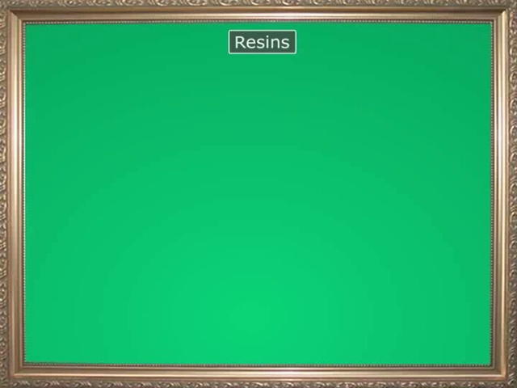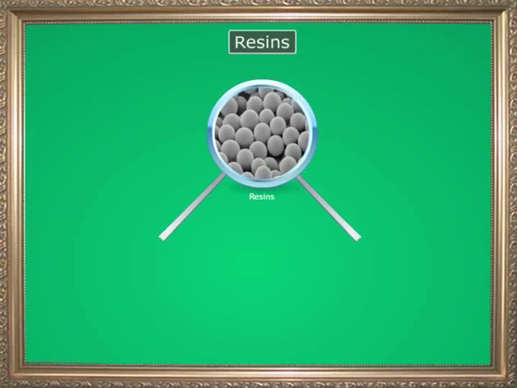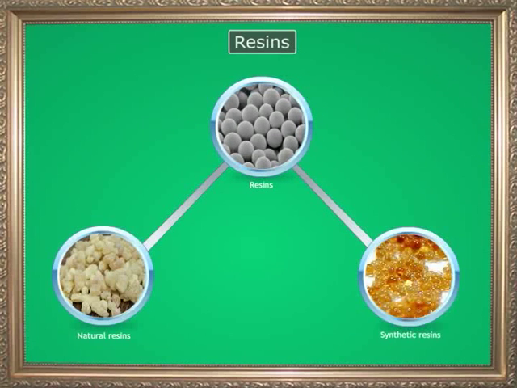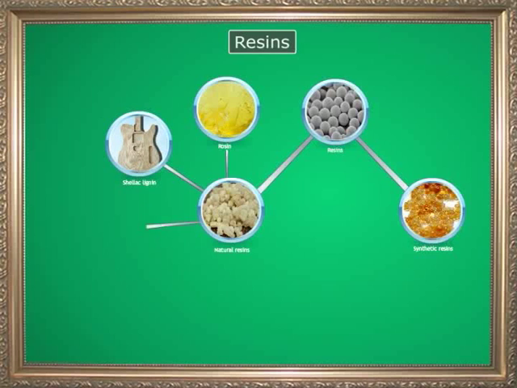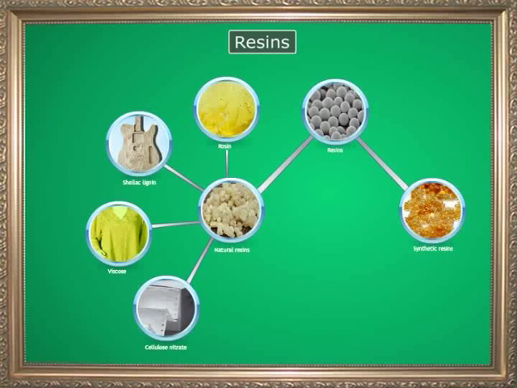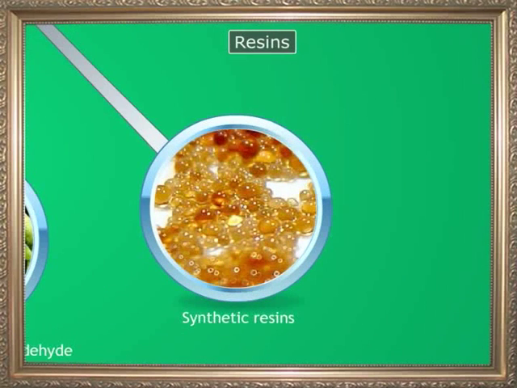The organic material of plastics is called resins. I'm sure you must have heard of resins before. Now, resins are of two types, natural and synthetic. Natural resins include rosin, shellac, lignin, viscose, cellulose nitrate, casein formaldehyde, soybean protein formaldehyde, etc. However, synthetic resins are again of two types based on their process of polymerization.